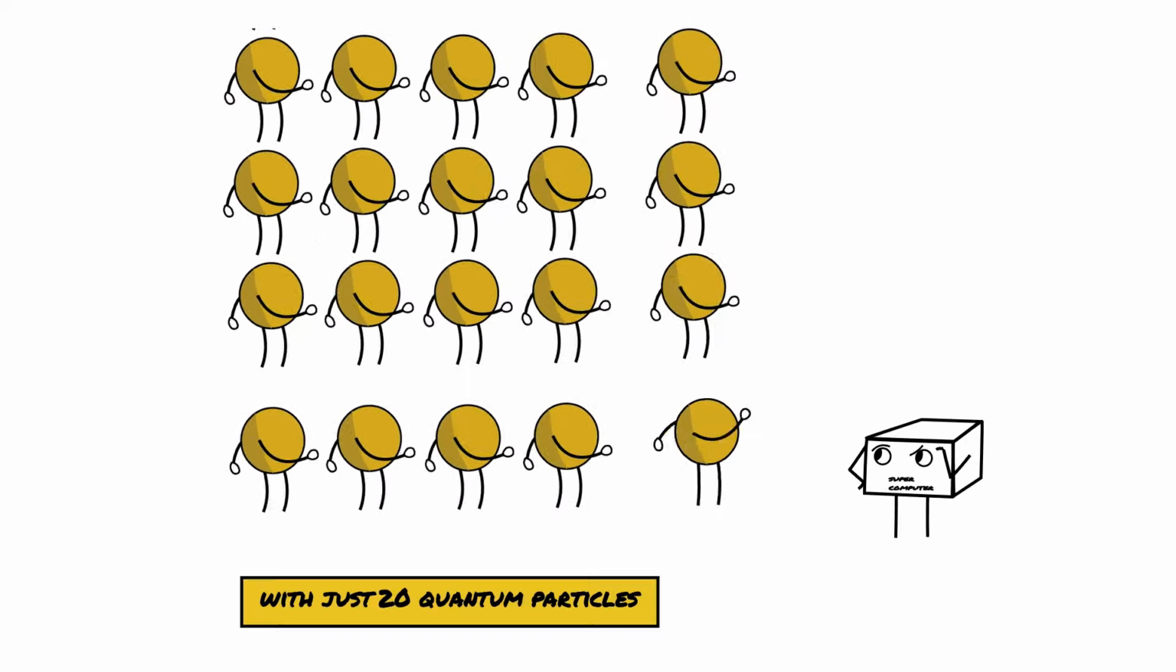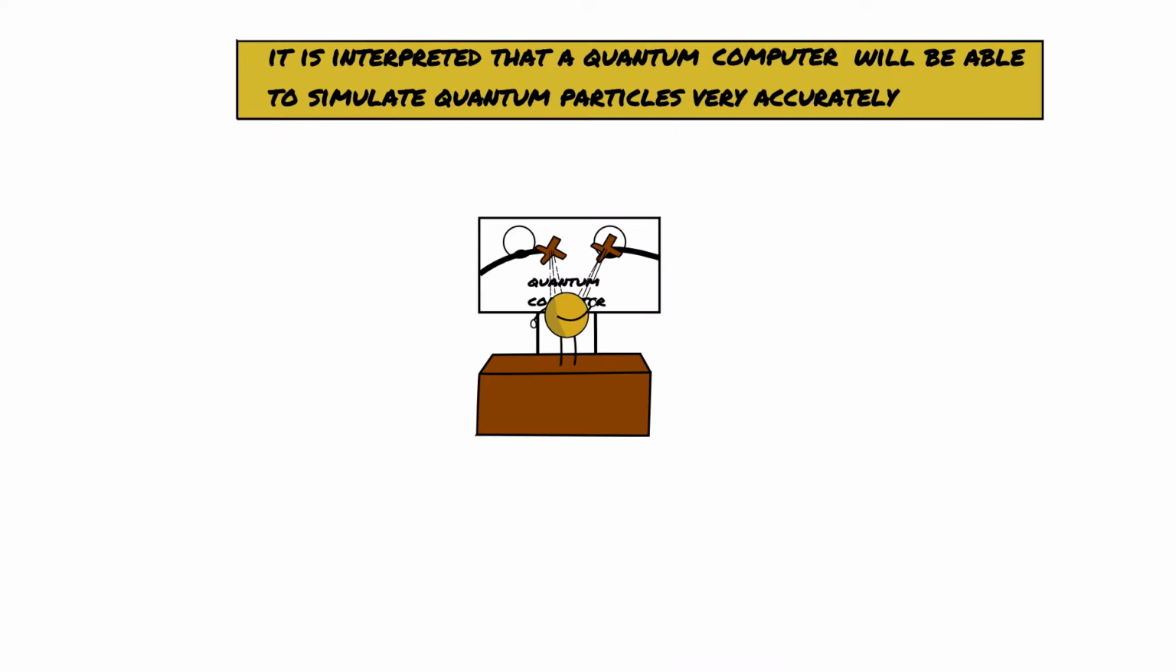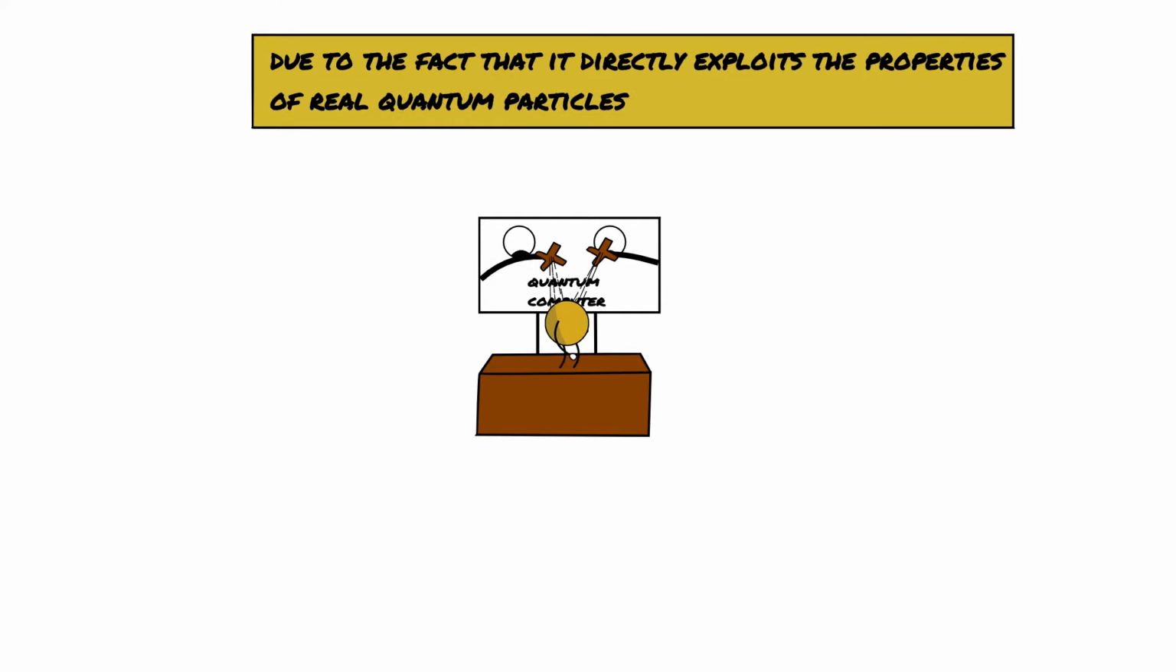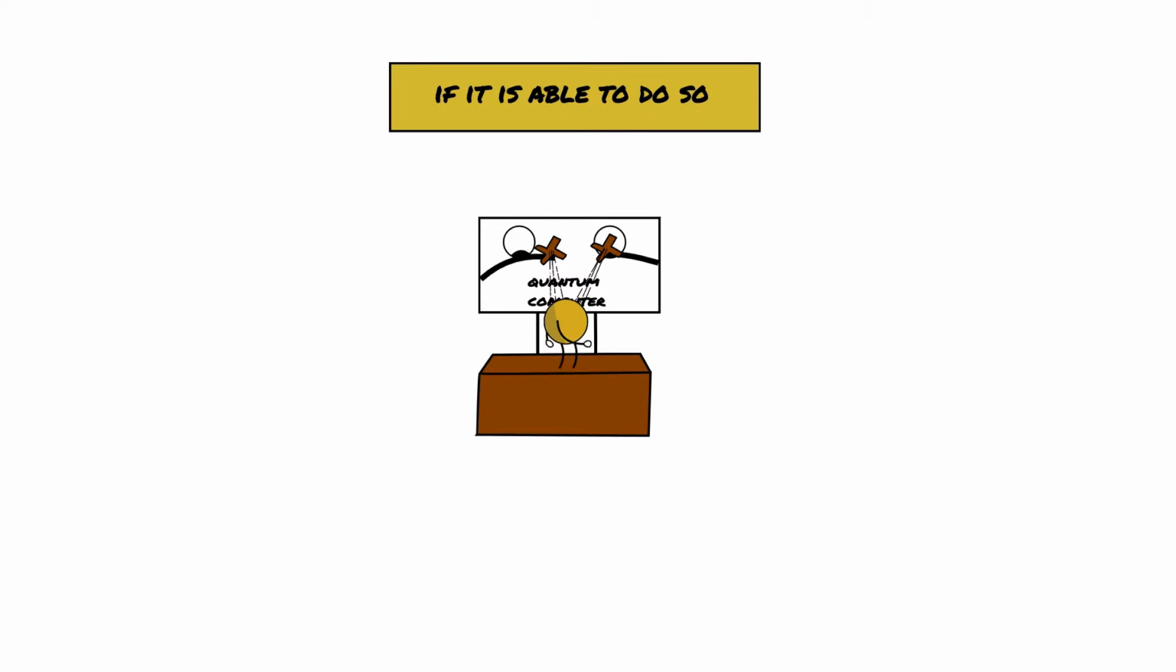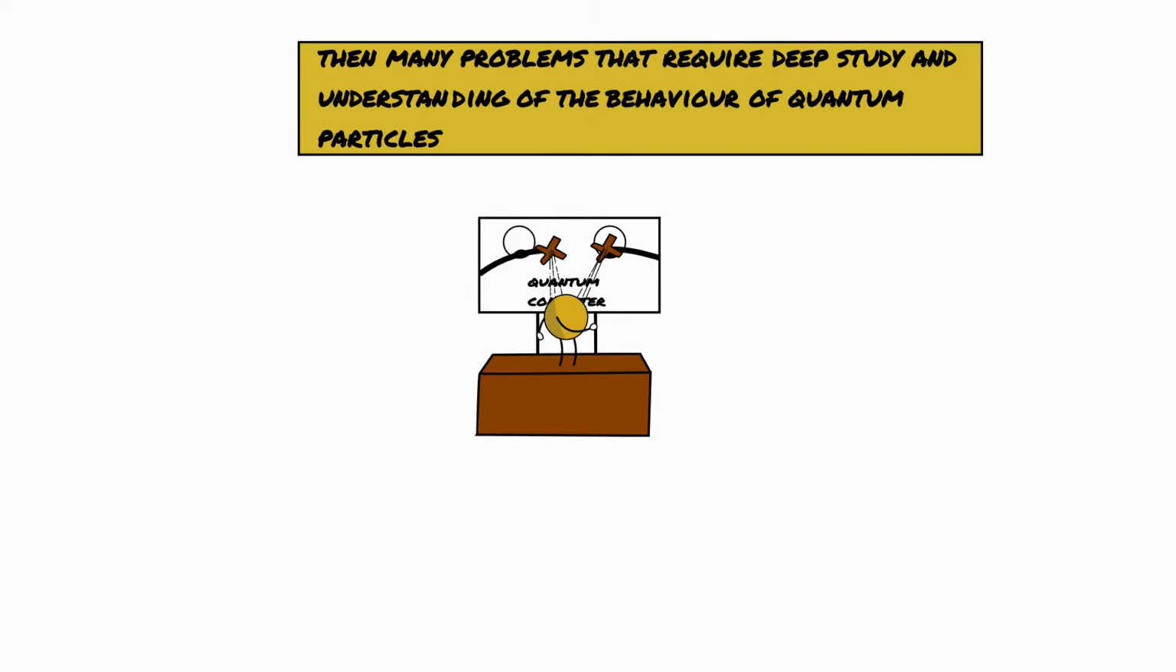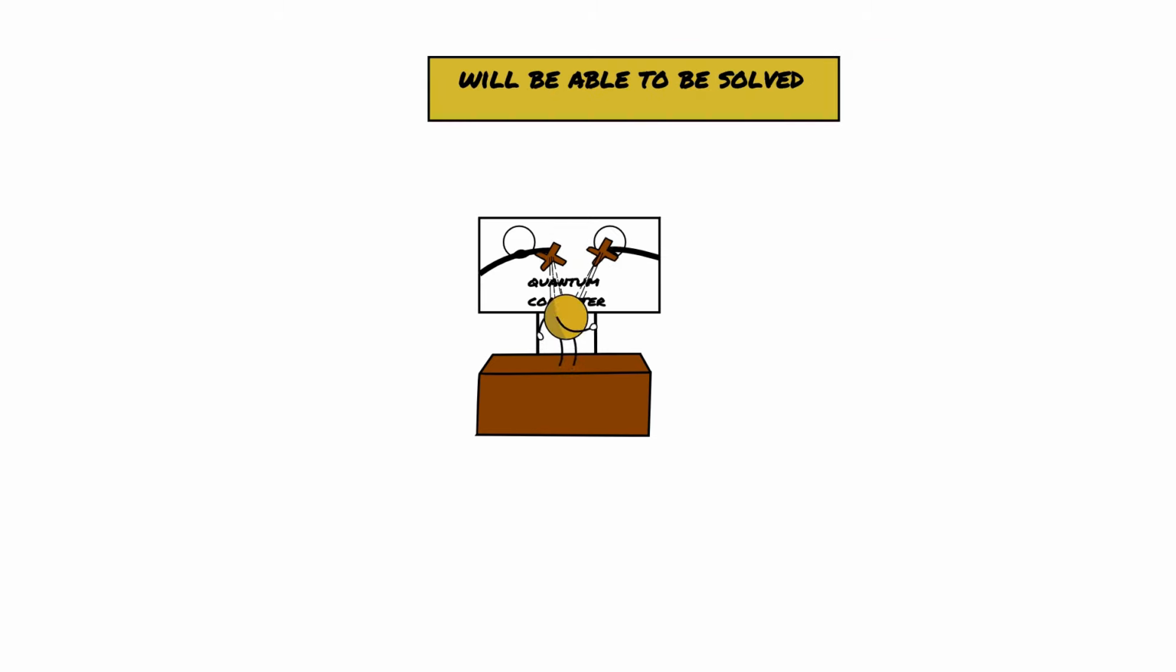With just 20 quantum particles, it is interpreted that a quantum computer will be able to simulate quantum particles very accurately, due to the fact that it directly exploits the properties of the real quantum particles. If it is able to do so, then many problems that require deep study and understanding of the behavior of quantum particles will be able to be solved.